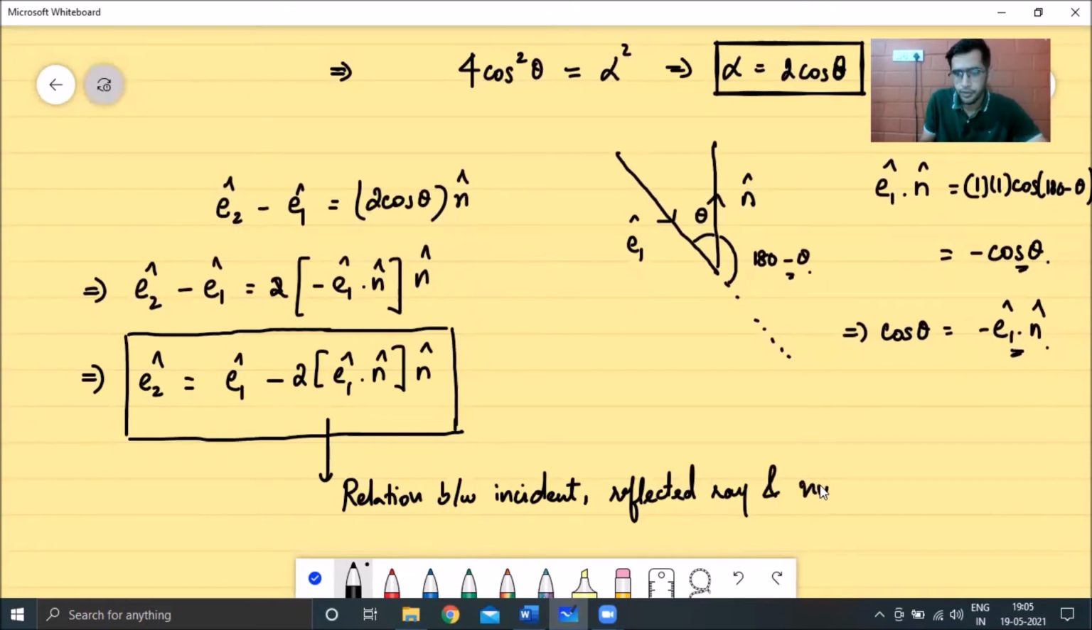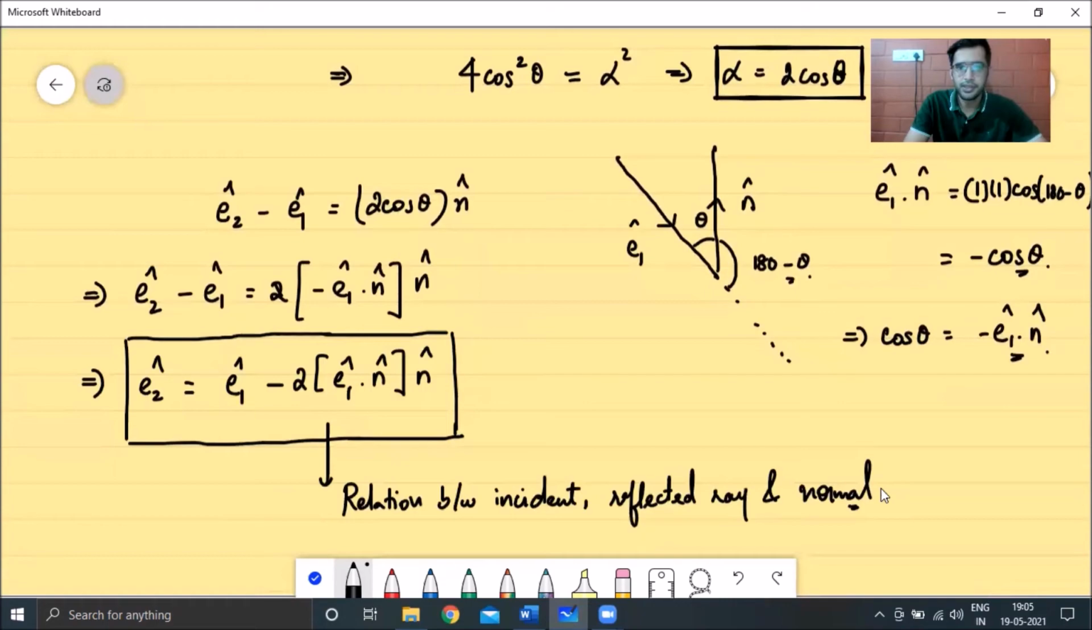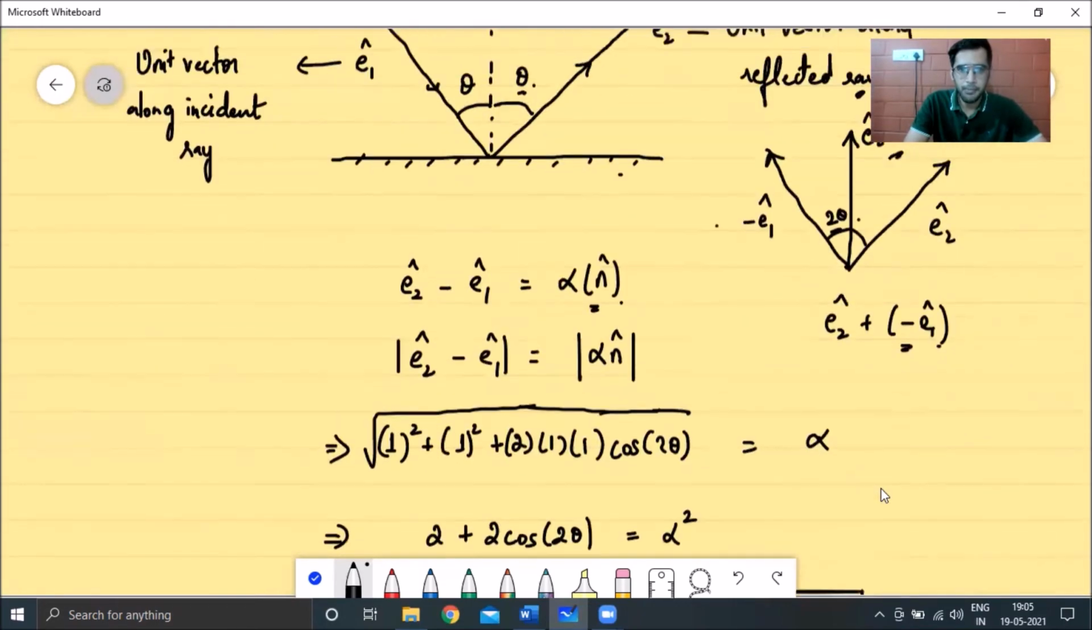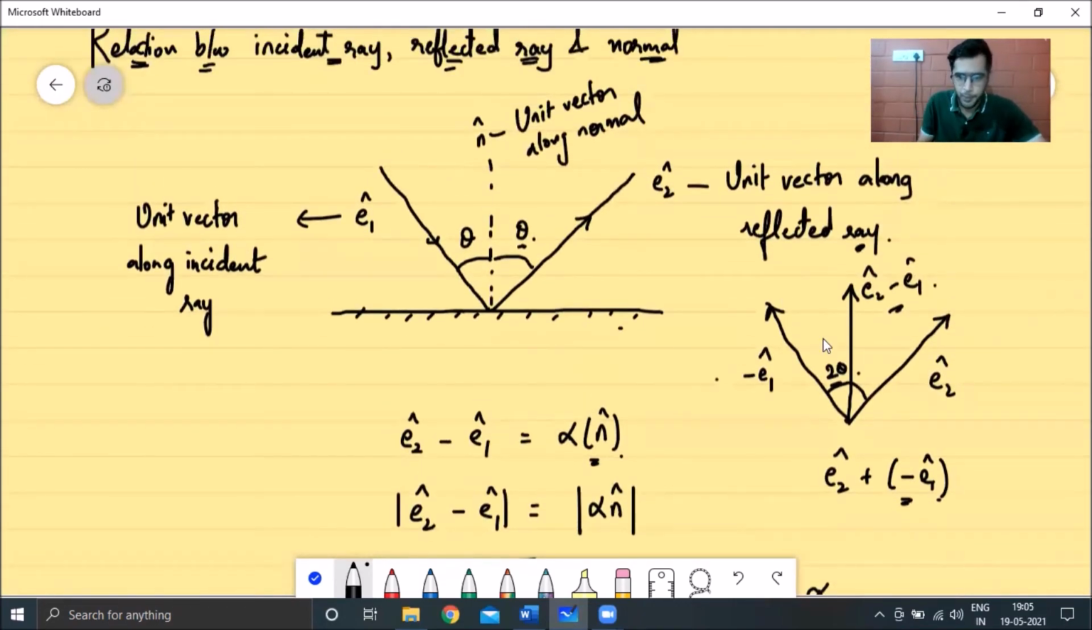Right, so once again, going through the derivation. What we have done over here is, we have first taken E2 cap minus E1 cap to be equal to some multiple of N cap. That is from the parallelogram law of addition. We saw that E2 cap minus E1 cap would be along the angular bisector, and the angular bisector is nothing but the normal over here. Again, it's lying in the same direction. It need not be a unit vector, so it's some multiple of N cap.